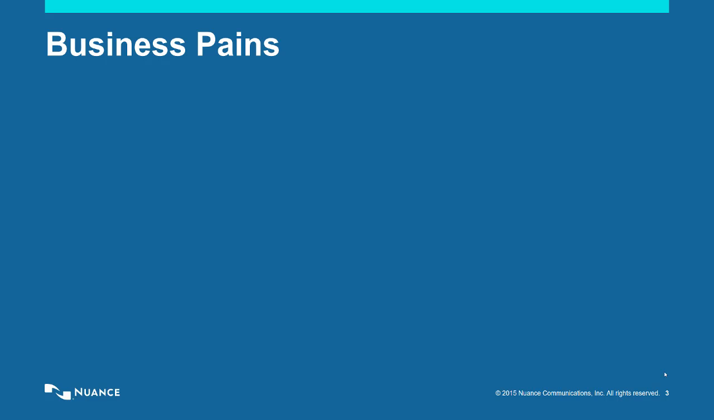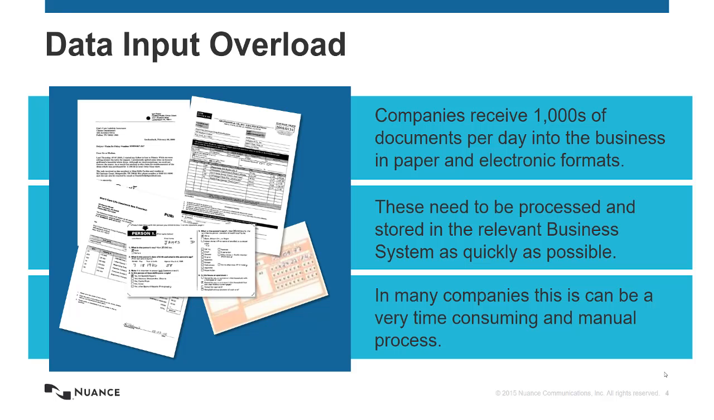Let's look at the business pains that are faced by most companies. These include data input overload. Companies are still receiving thousands of documents per day into the business in paper and electronic format. We may have moved away from standard mail to email, but companies are still receiving documentation and documents in both paper and electronic format. These need to be processed and stored in the relevant business systems as quickly as possible, allowing the business to be efficient and compliant. In many companies, this can be a very time-consuming and manual process.